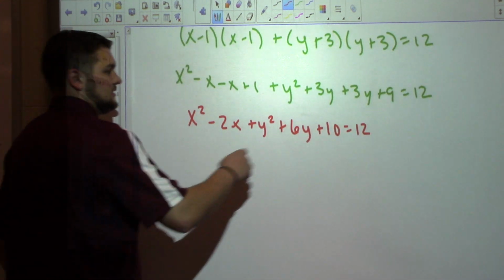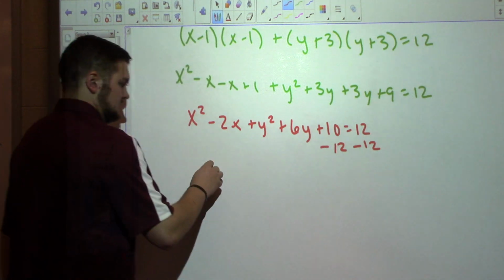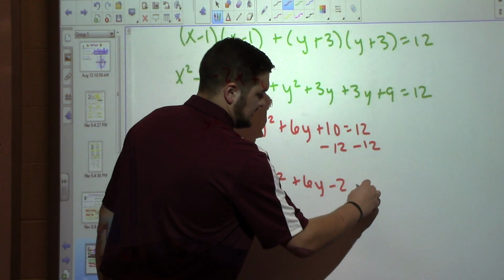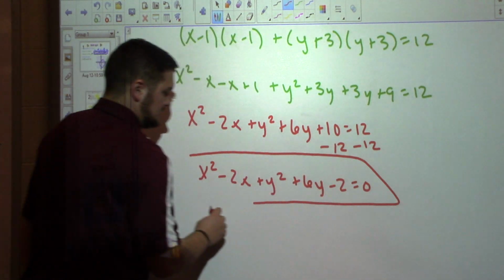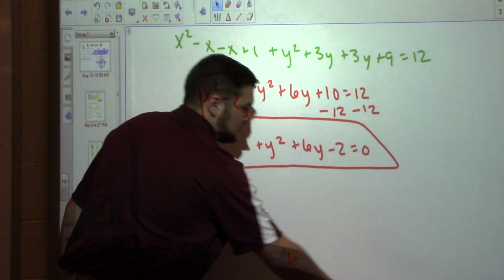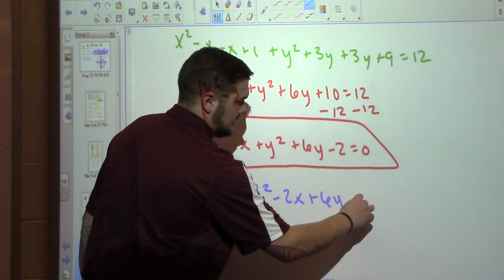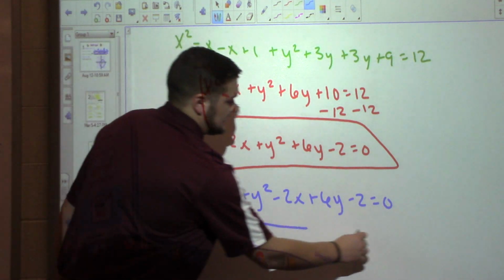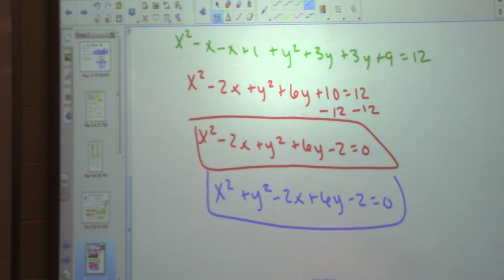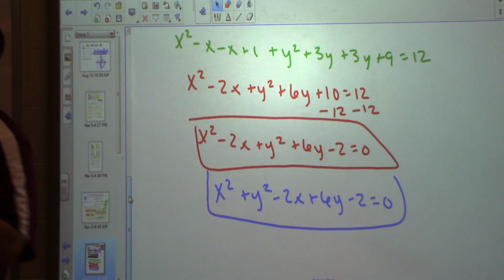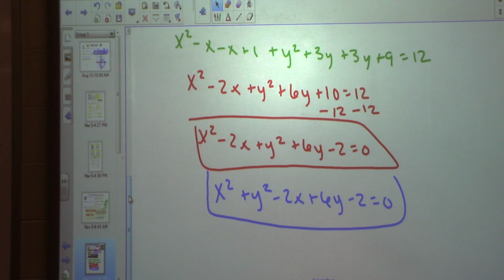Has to be equal to 0. So subtract 12. X squared minus 2x plus y squared plus 6y minus 2 equals 0. Now like I said, that second form, you could put it x squared plus y squared minus 2x plus 6y minus 2 equals 0. That's acceptable as well, but anything else is not. It's got to be in one of those two forms. Alright? So that's going standard to general. Pretty easy, just foiling things out, combining like terms, getting it equal to 0.